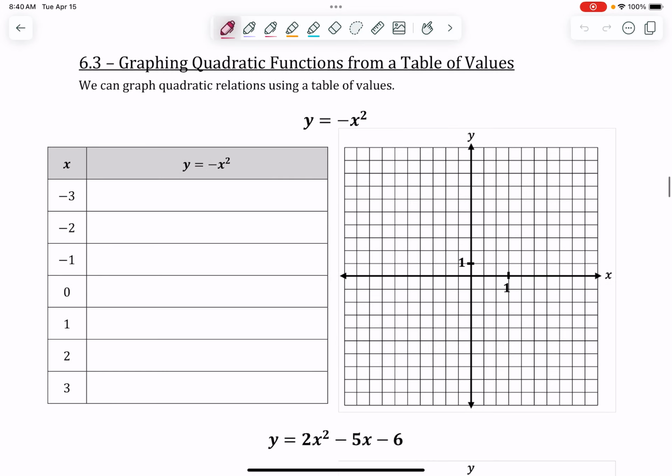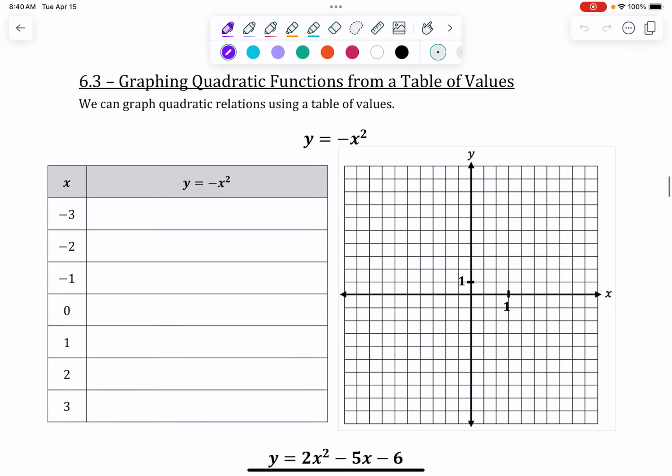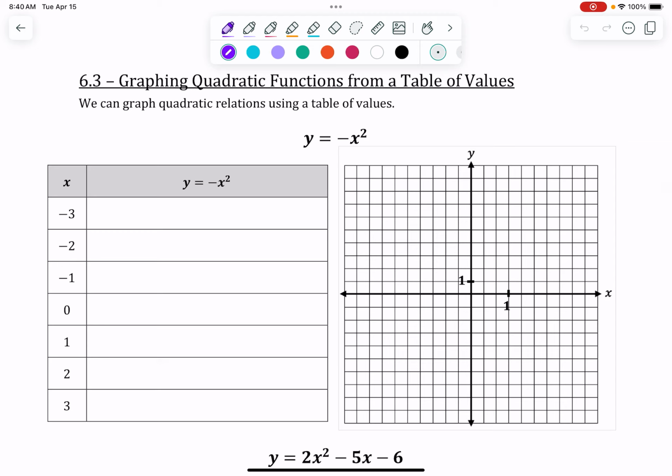Hello, grade 11s. We are going to take a look at quadratic functions and how to graph them given a table of values. So, a table of values is simply a table where I have x and y coordinates, and then I plot those points on my graph.